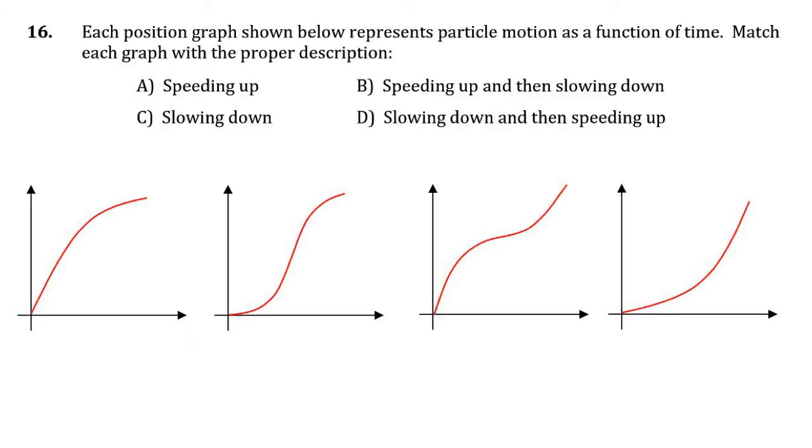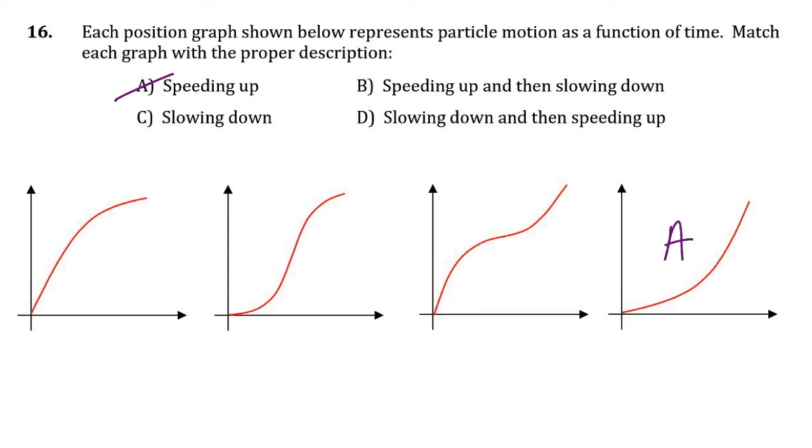And finally, number 16, each position graph shown below represents the particle motion as a function of time. So we need to match this. So looking at part A, we have a position graph, and so we're looking at the speeding up. So as this is speeding up, then we're kind of thinking about a slope. What is going on with that slope? Notice it just says we are strictly speeding up. That's it. So I think A should go over here.